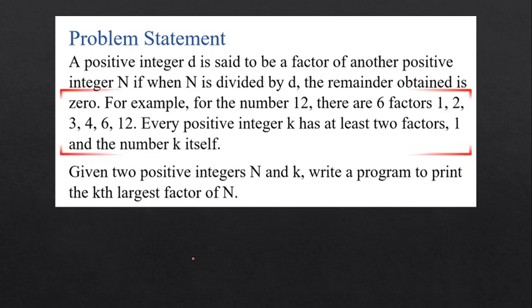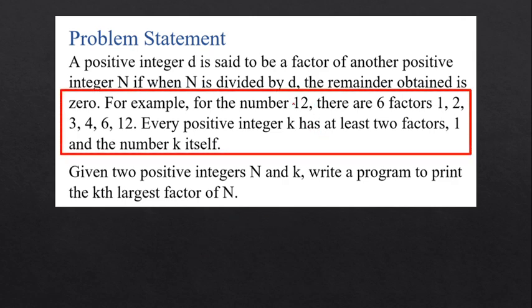Look at the next point. For the number 12, there are 6 factors. What are the factors of 12? 1, 2, 3, 4, 6, 12. There are 6 factors of 12. So now every positive integer k has at least 2 factors. Is that true or not? Even for a prime number 17, 17 has 2 factors. What are the 2 factors? 1 and 17. So for any number, there are definitely 2 factors, 1 and itself. Is that clear?